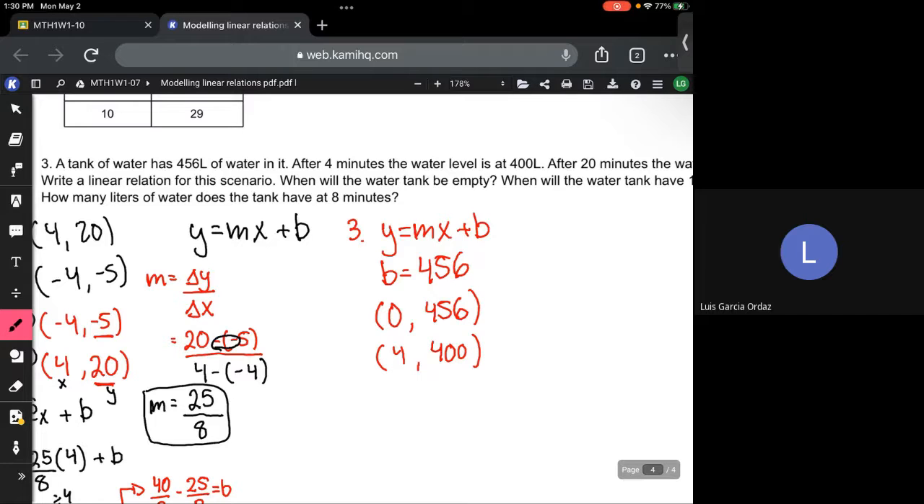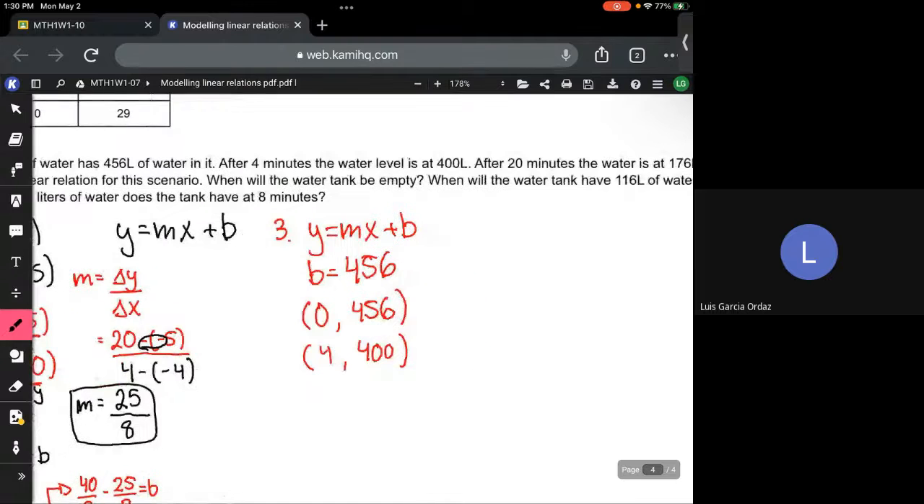Negative. So remember, my slope is my change in y divided by my change in x. What is my numerator going to look like? 400 minus 456. What's my change in x? It's 4 minus 0. Good. So 400 minus 456 gives me what?